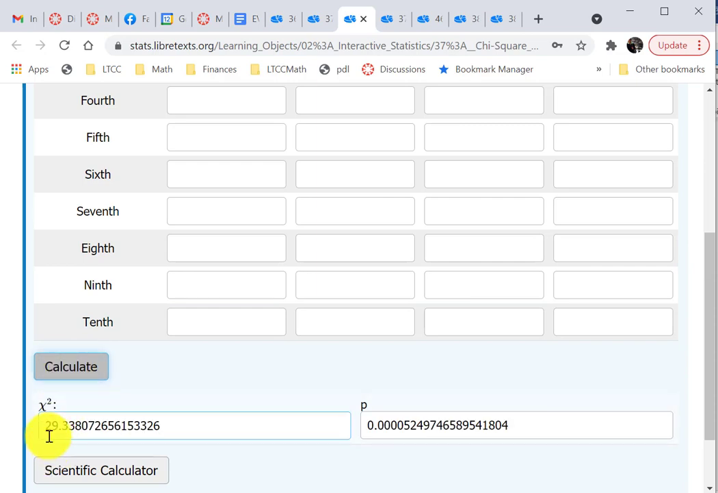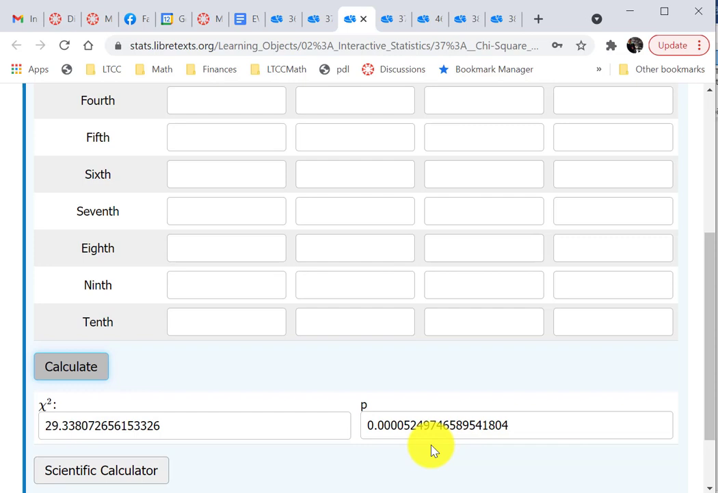And there we have it. The chi-squared test statistic is 29.338, etc. And the p-value is very small, 0.0000052, etc. Tiny, tiny p-value. Tiny p-value? Reject the null hypothesis and say that there's strong statistically significant evidence.